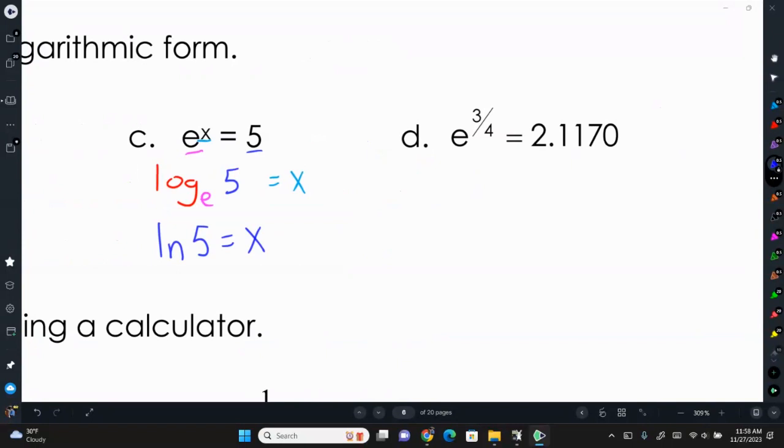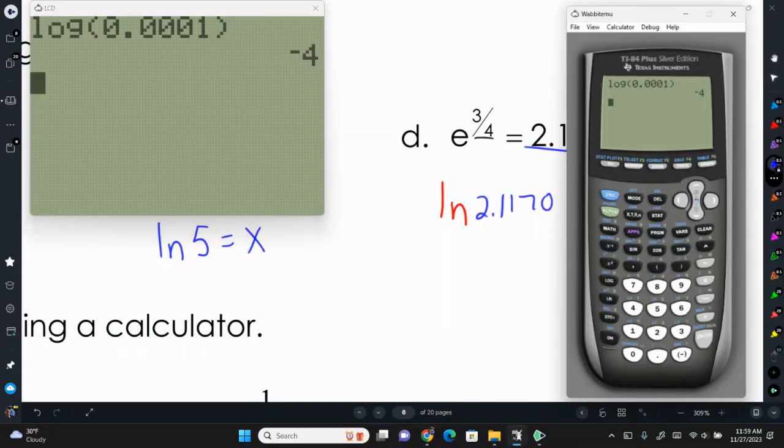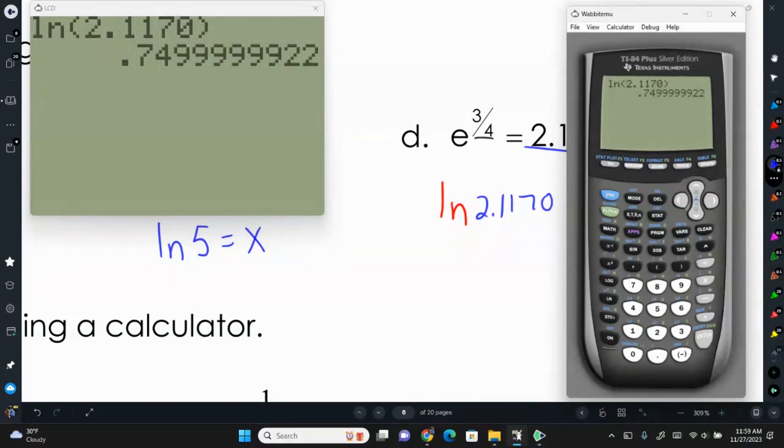So like for letter D here, we have e to the 3/4 power. Well, I know that when I change this to log form, it's going to be log base e, which is the natural log. So I'm just going to start from that, from the get-go. Log base e, or ln. Our exponent is 3/4, so that's going to go by itself. And then this is my other number. And again, we could type that into our calculator. Now, it may not be exact, but ln of 2.1170, and we should get something really close to 3/4 or 0.75. I think we can agree that for our purposes, that's close.